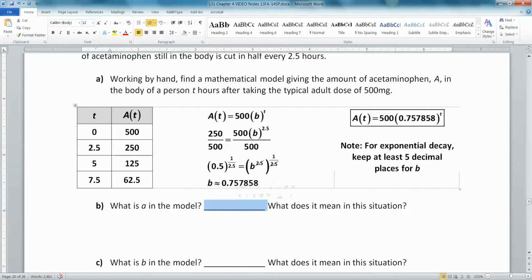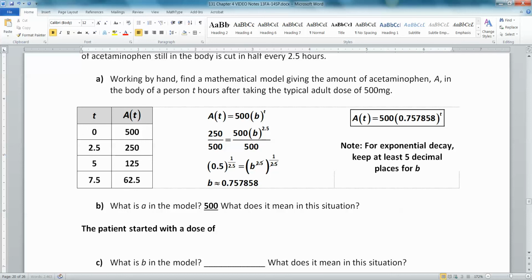Now, what was the A of our model? Well, that was 500. What does it mean in the situation? The patient started with a dose of 500 milligrams of acetaminophen. I never spell this right. Oh, we just say Tylenol. There we go.